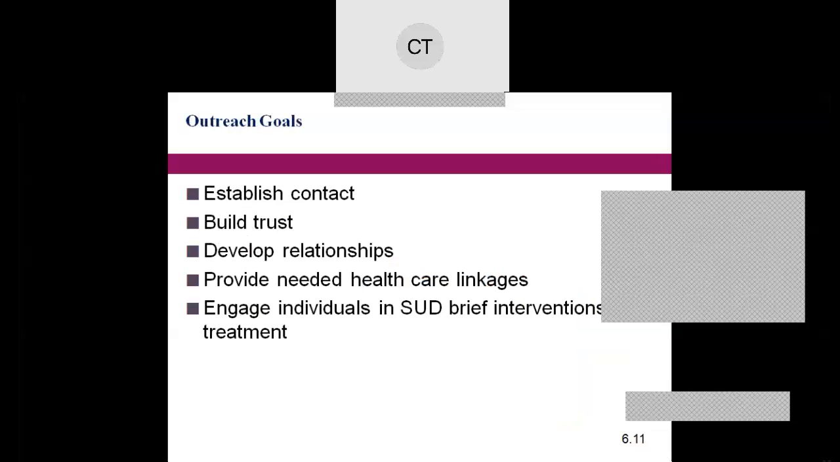Outreach goals. What are the goals of outreach? First, we have to establish contact. That means we have to go to a community or an area and establish a relationship with the people there. There are various methods. You can contact the community leaders, the organization leaders, the treatment professionals. Then you build up the trust, and a kind of reciprocal relationship is developed.